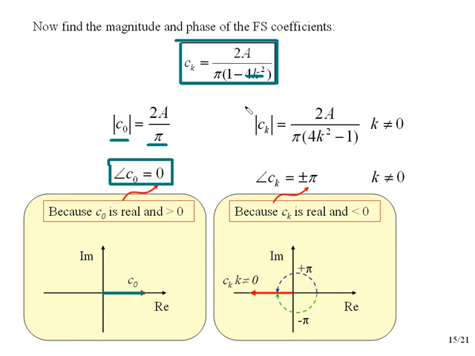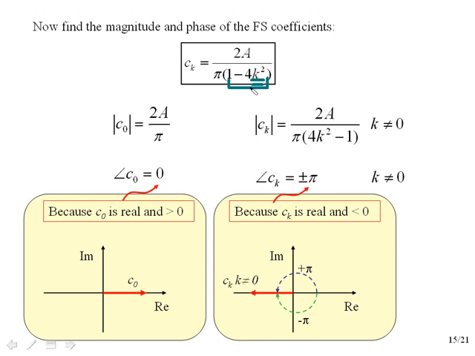Now remember, k ends up showing up in a square form, so c sub 2 and c sub minus 2 will be equal to each other. So we only have to worry about analyzing one side of these. When k is not equal to 0, even for k equal to 1, we get a 1 minus 4. So this quantity here will be negative, and as k gets even bigger, this quantity gets even more negative.